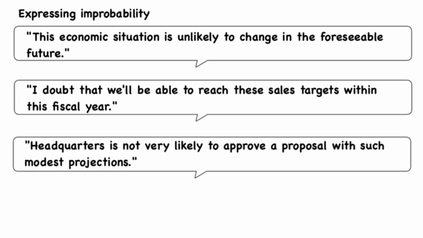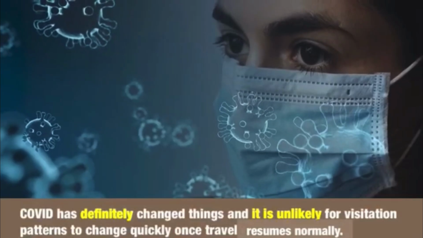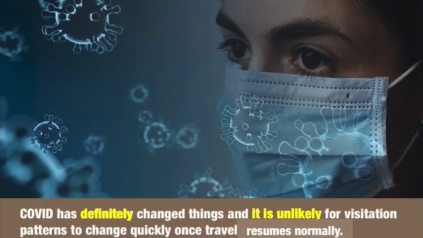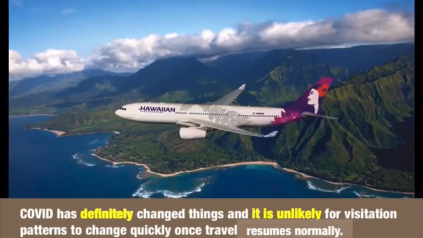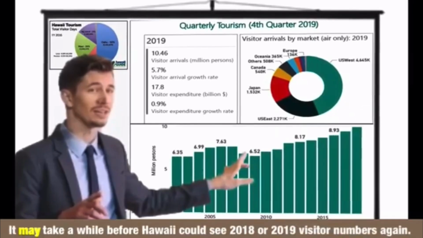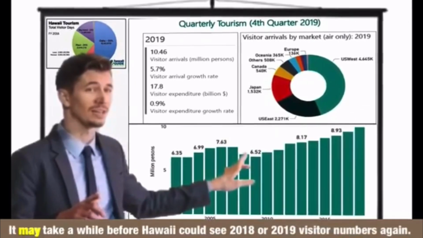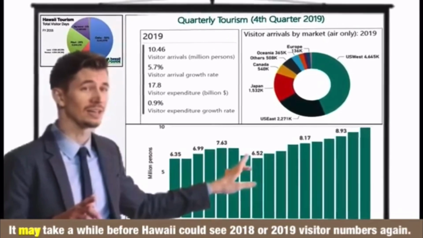Headquarters is not very likely to approve a proposal with such modest projections. I find it difficult to believe that simply abandoning this project alone will solve all of our problems. COVID has definitely changed things, and it is unlikely for visitation patterns to change quickly once travel resumes normally. It may take a while before Hawaii could see 2018 or 2019 visitor numbers again.